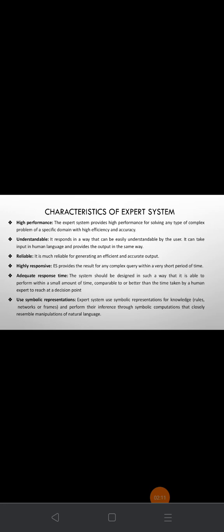Adequate response time. The system should be designed in such a way that it is able to perform within a small amount of time, comparable to or better than the time taken by a human expert to reach a decision point. And at last, it uses symbolic representation for knowledge and performs its inference through symbolic computations that closely resemble manipulations of natural language.